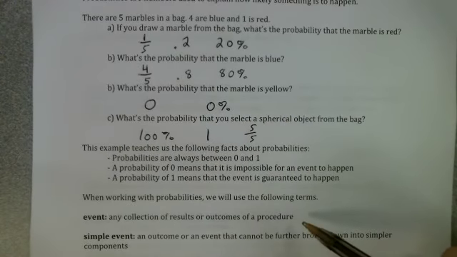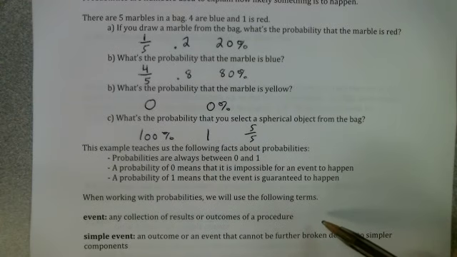An event is any collection of results or outcomes of a procedure. A simple event is an outcome or an event that cannot be further broken down into simpler components. So this will make a lot more sense once we have an example. Sample space consists of all possible simple events. All right. So let's say a couple plans to have 3 children.